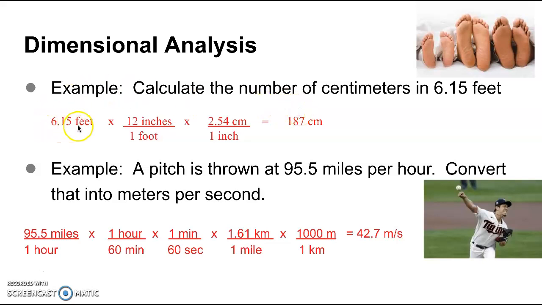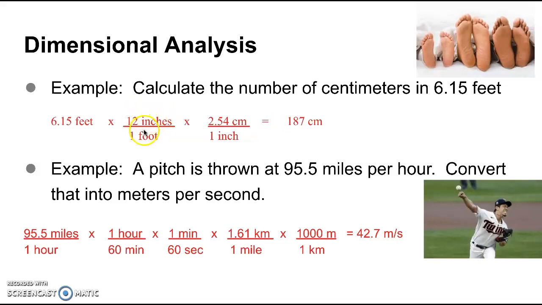So again, 6.15 feet has 3 significant figures. 187 has 3 significant figures, so those match up. It ended up being 187 point something something something, so you just round that off to 187.